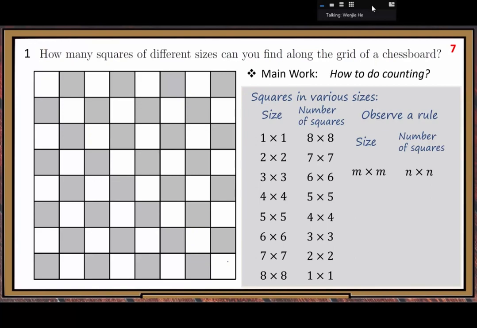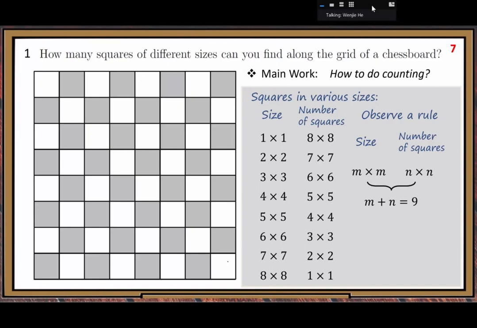Can you see any relationship between m and n? It's always 9. The sum of these two numbers is always 9. If you can see it, this is an intrinsic property: m plus n equals 9. When you change your size number, the counting number changes, but the sum is always 9. Going through all 8 different categories, the sum never changes.